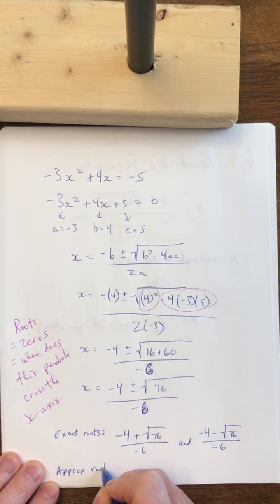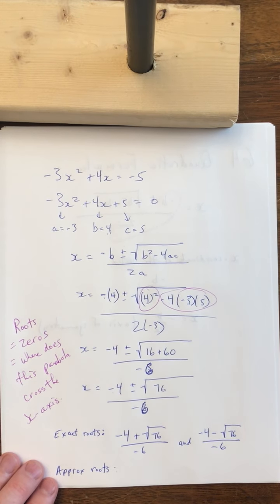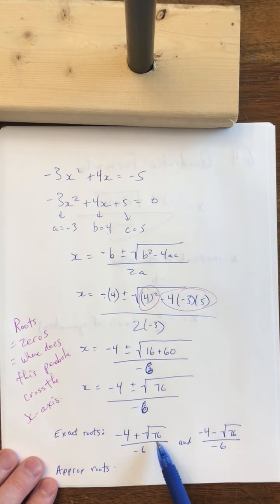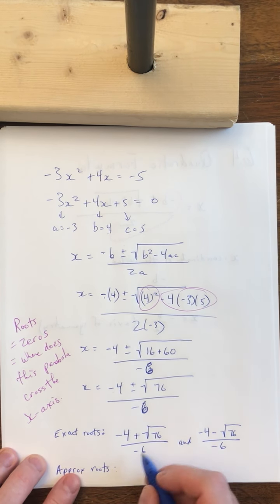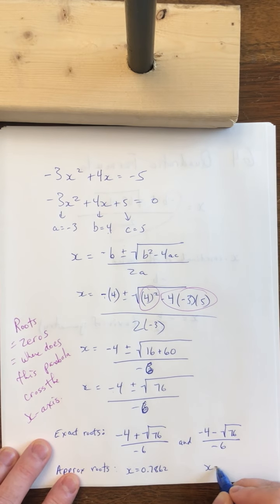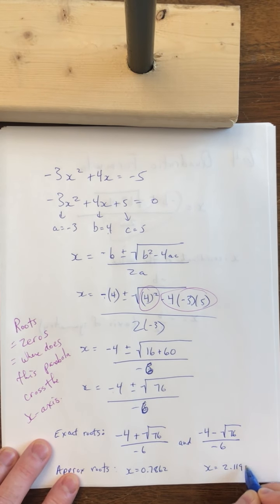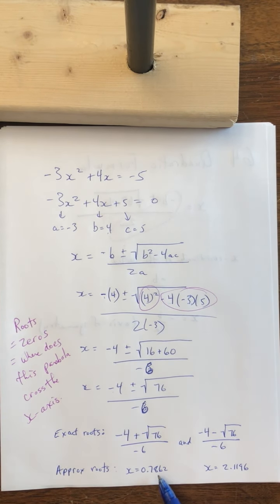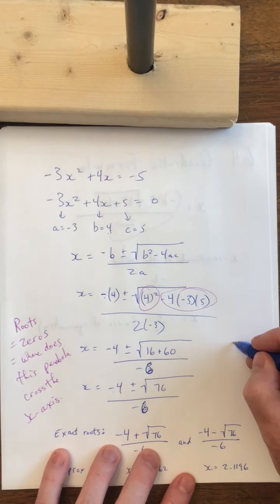And that's usually if you're going to graph. And the approximate roots is when you actually do this math. So you find out what the root of 76 is. So minus 4 plus the root of that. And I believe we get answers of 0.7862 and 2.1196. So these are the two places that our parabola crosses the y-axis.